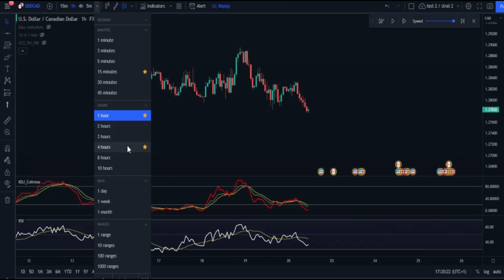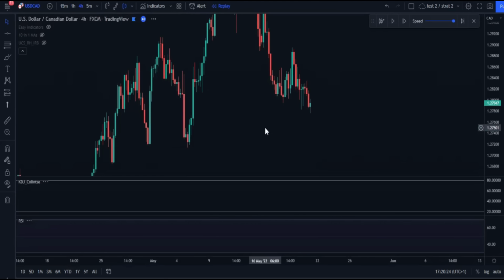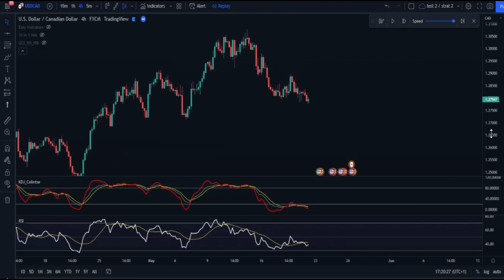First, start by setting the chart on a 4-hour frame. Second, determine the type of the signal. Is it a buy signal or a sell signal? And to find out this, you can use any of the moving average indicators.